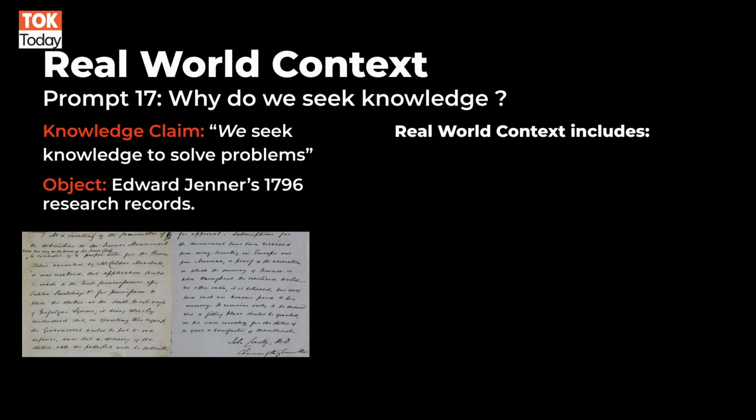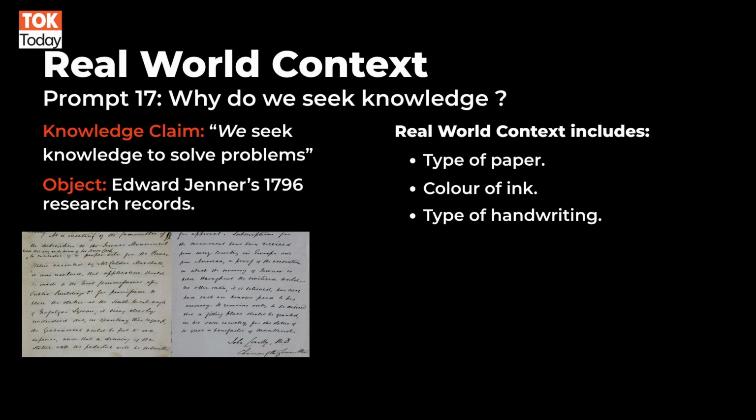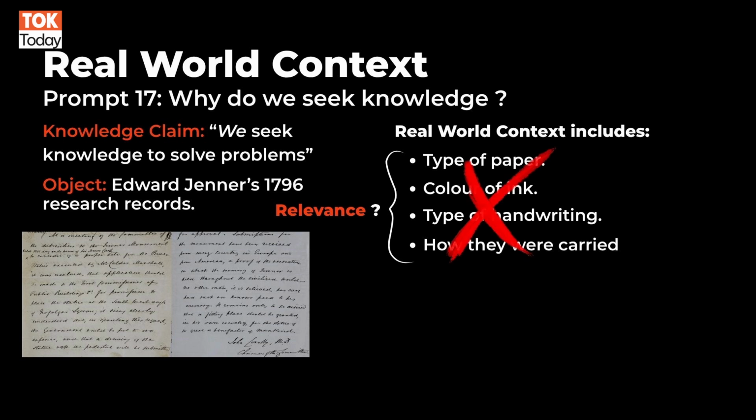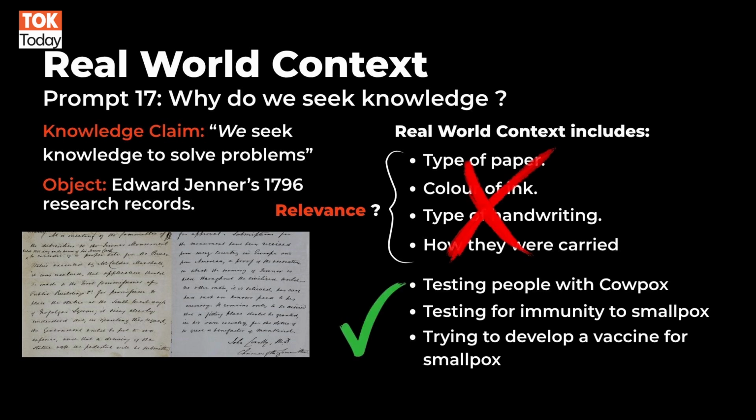For example, we could describe what type of paper the reports are written on, the colour of ink that Jenner used to write the reports, the form of handwriting that Jenner used, the bag that Jenner would carry the reports around in. But none of these elements of the real-world context are relevant to the knowledge argument. All that we need to include are the details that Jenner was testing people with cowpox to see if they were also immune to smallpox.